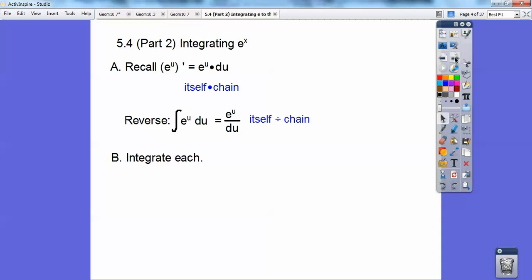So let's go ahead and try some of these. So the integral of e to the 3x plus 1 dx. Okay, it's going to be itself divided by the chain. Well, the chain is 3, so don't forget your plus c. Okay, nice and easy. All right, let's try another one.